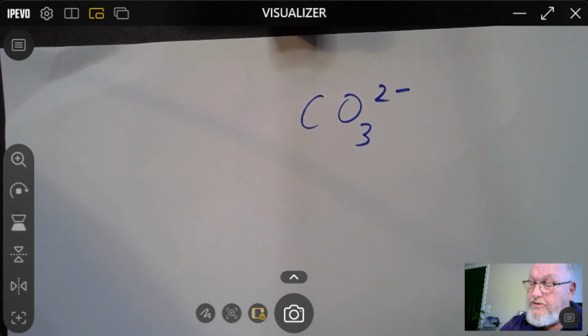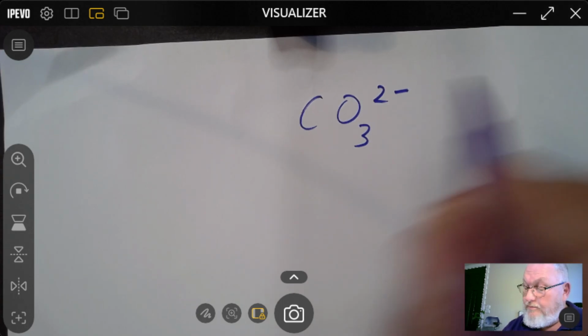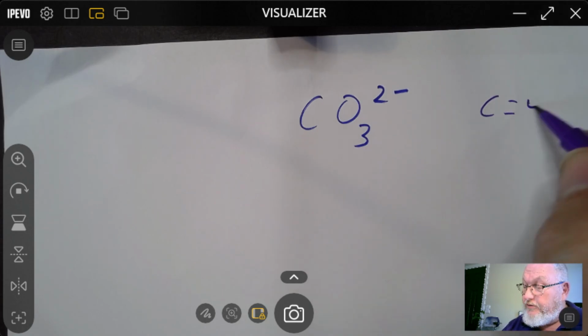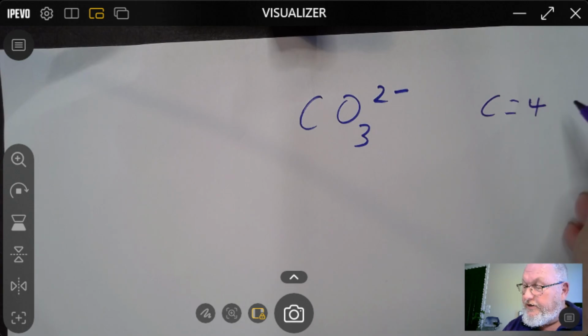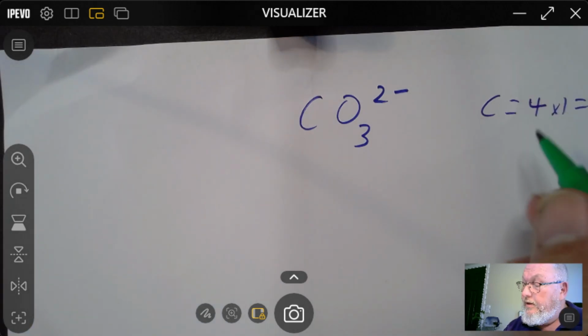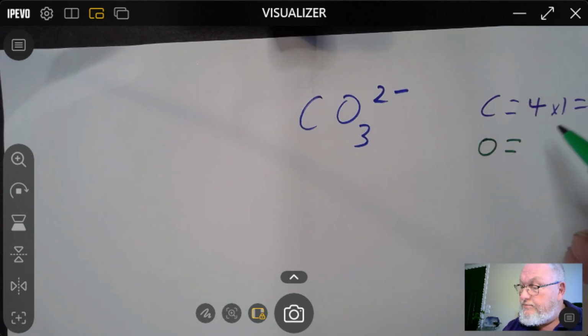Okay, so carbon has 4 electrons. We're going to get the total number of electrons we have to deal with. We have 1 carbon, so we have a total of 4. We'll use green. Oxygen, group 16, has 6 electrons. We have 3 of those, so 6 times 3 is 18.